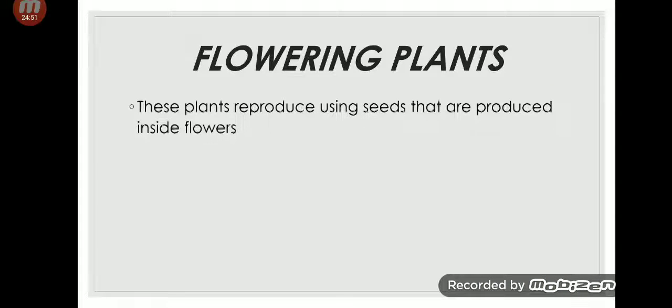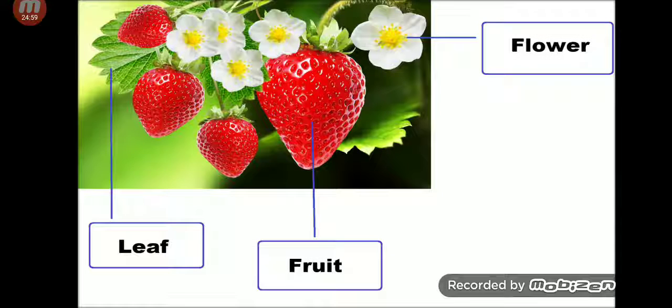Flowering plants. These plants reproduce using seeds. These seeds are produced inside flowers. And in this picture, you can see a flowering plant. This is a strawberry plant. It has leaves, it has flowers, and it has fruits. So flowering plants do have flowers and fruit, because the name suggests these are flowering plants. They produce flowers.